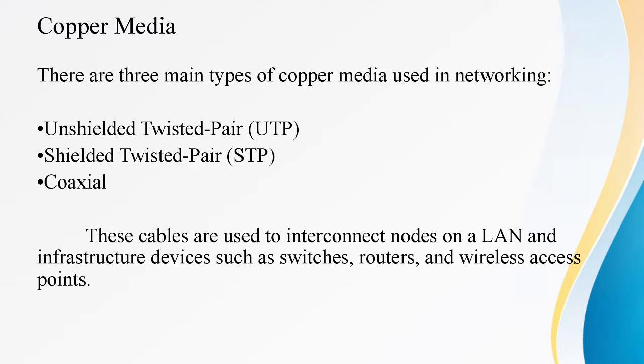UTP means unshielded twisted pair. STP means shielded twisted pair. Coaxial. These cables are used to interconnect nodes on a LAN and infrastructure devices such as switches, routers, and wireless access points.